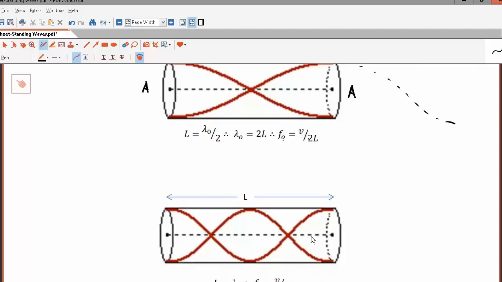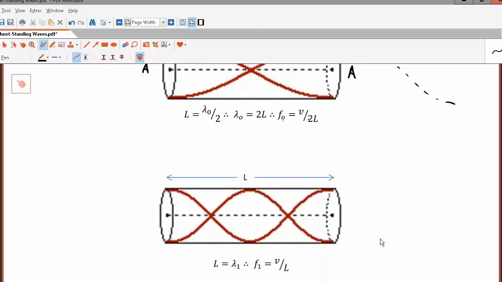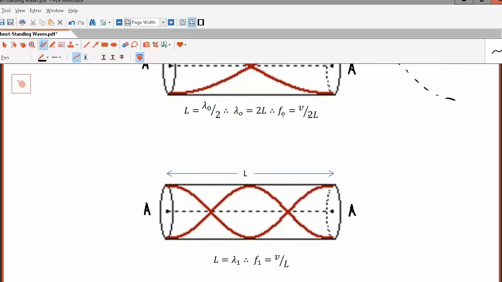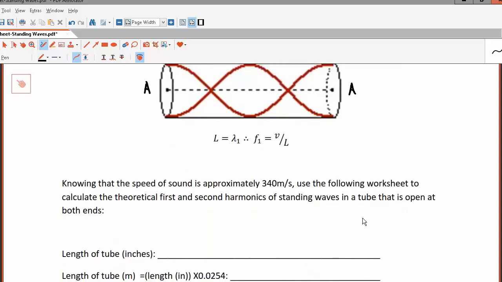The next waveform that also satisfies the conditions that there should be an antinode at both of the open ends is this one. And we can see here that in this case, for the second harmonic, the length of the tube is equal to the wavelength, and hence the frequency of the second harmonic is equal to V divided by the length of the tube. So let's plug the numbers in.